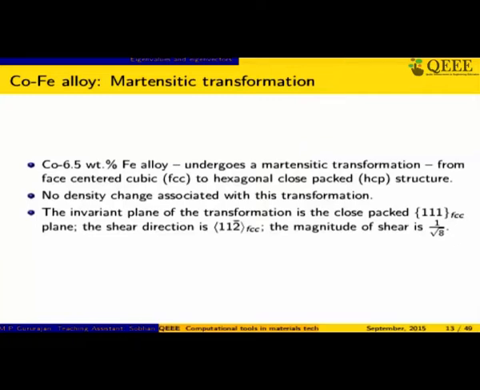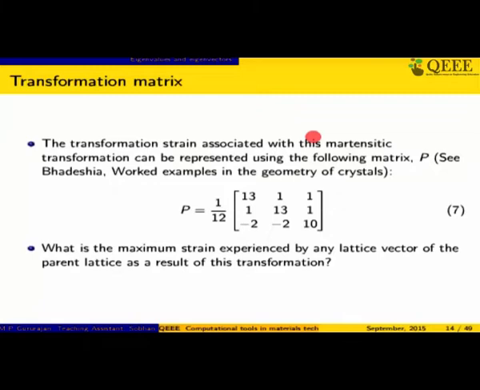Okay. Now, given this information, what do we know? We know that the density does not change, which means that there is no volume change, but there is a particular plane which remains undistorted, and the overall transformation can be understood as a shear of a particular magnitude along a particular direction. So this is the information that we have about the transformation. Now, you are asked the following: we want to know what is the maximum strain experienced by any lattice vector of the FCC lattice as a result of this transformation.